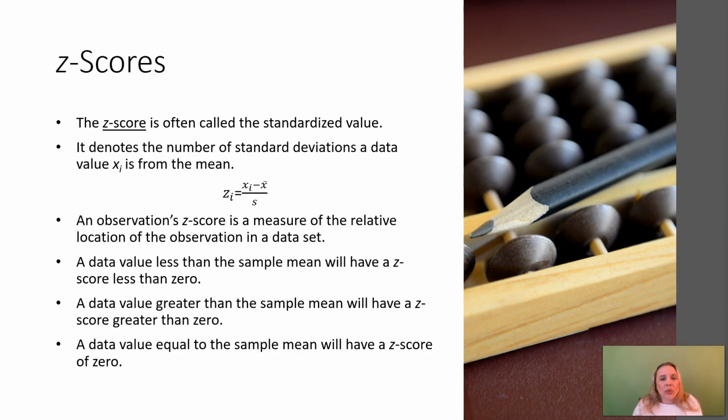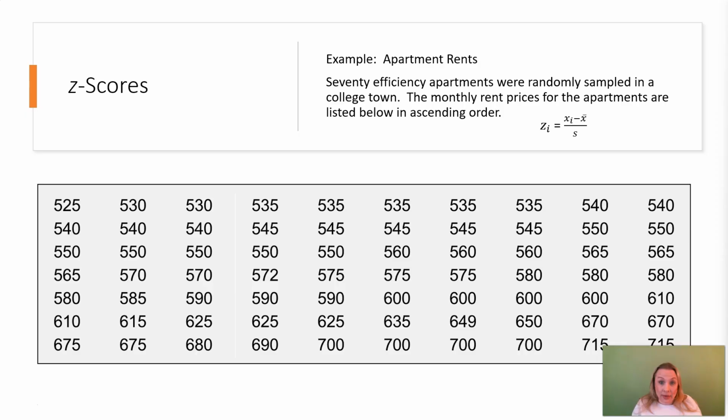When you have a large z-score, you're going to have a value greater than the mean. That gives you a positive z-score, and if you have a negative z-score, that means your value is less than the mean. So here we have our apartment rents, and we have 70 of them that were randomly sampled.